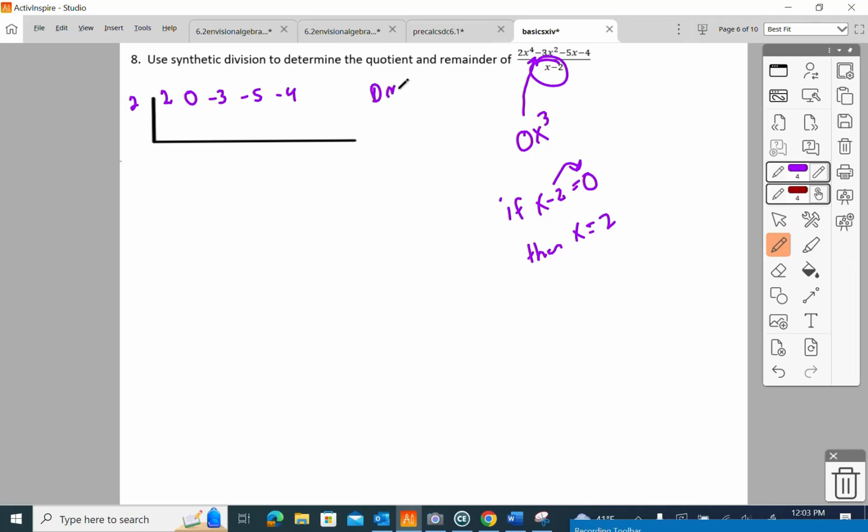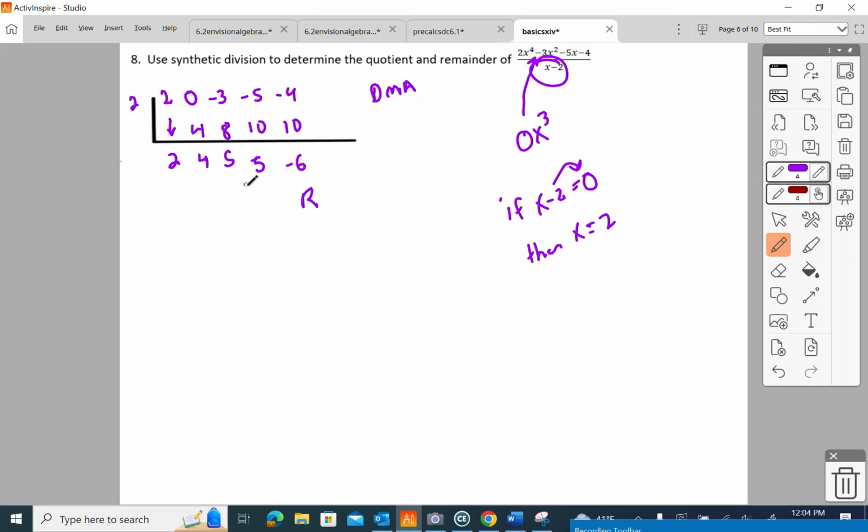The acronym you guys were taught was to drop, multiply, and add. DMA, we drop the 2. 2 times 2 is 4. 0 plus 4 is 4. 2 times 4 is 8. -3 and 8 makes 5. 2 times 5 is 10. -5 and 10 makes +5. 2 times 5 is 10.